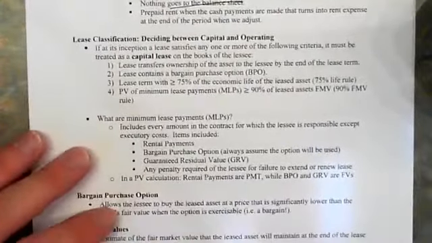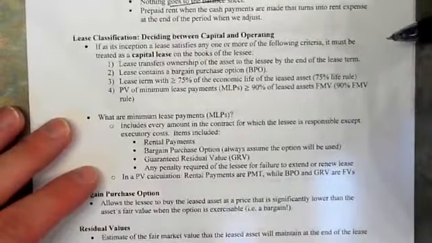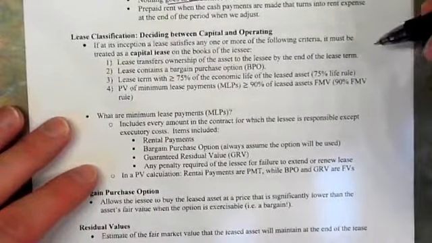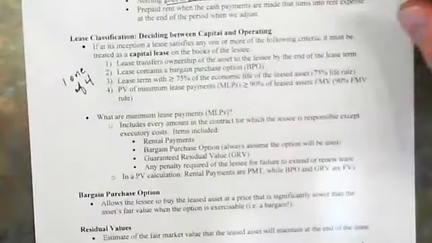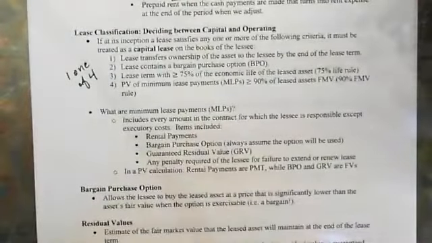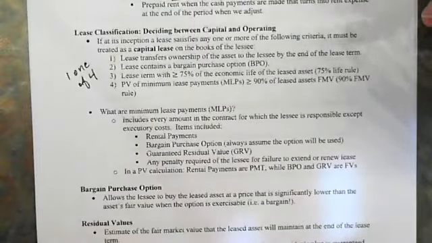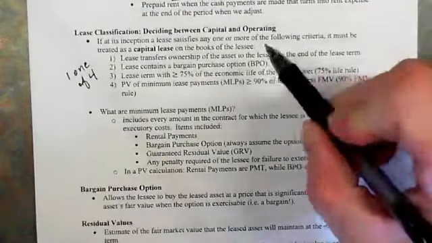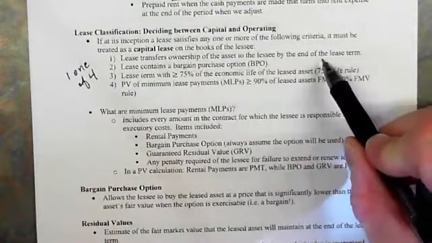There are 4 criteria. Any one of these criteria being triggered makes this a capital lease. So we only need one of 4 in order for this thing to be classified as a capital lease. Like I said, we would rather treat a lease as capital than as operating, knowing the incentives of management to have an operating lease.